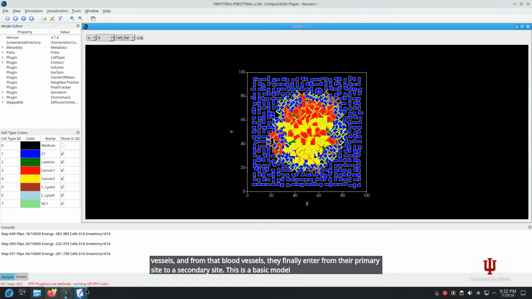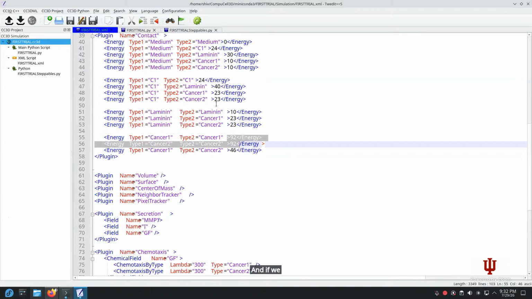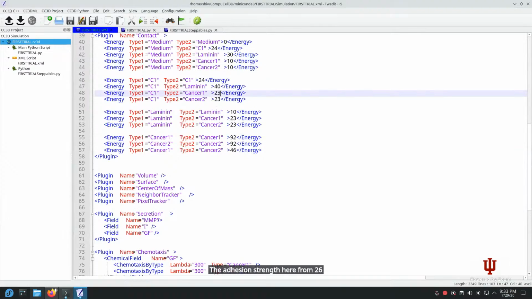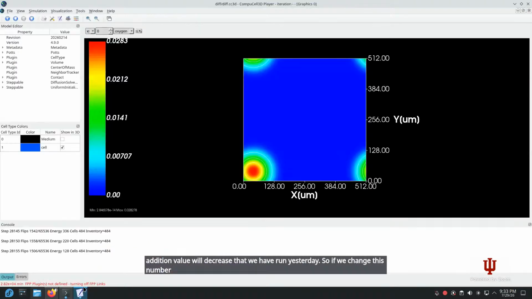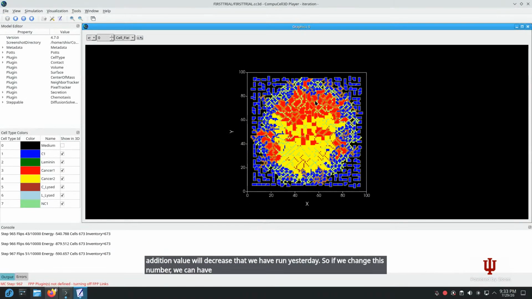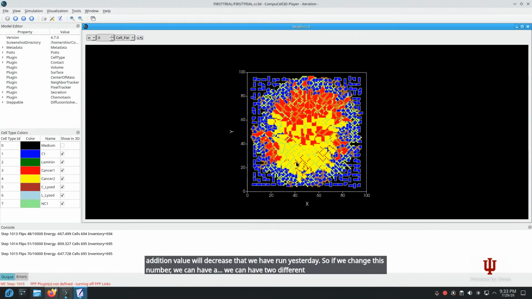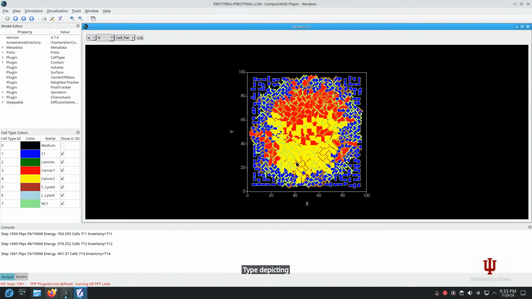And if we change the adhesion strength here from 20, if we increase this number, then the adhesion value will decrease, as we ran yesterday. So if we change this number, we can have two different phenotypes depicting two different adhesion strengths.